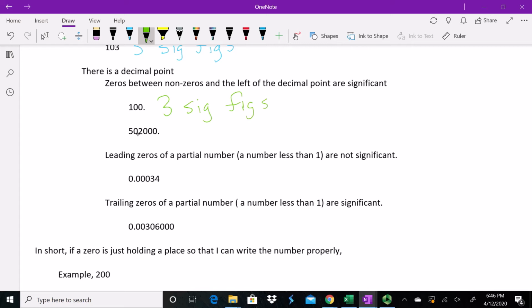So if we look at this here, this one's kind of a combination between the last two. I have a non-zero number here, non-zero number here, which means the 0 in between is significant. So there's 3 significant figures. I also have a decimal point over here, which means that my non-zero numbers, my significant digits over here, and my decimal point here, everything in between these 2 things are significant. So this gives me 6 total.